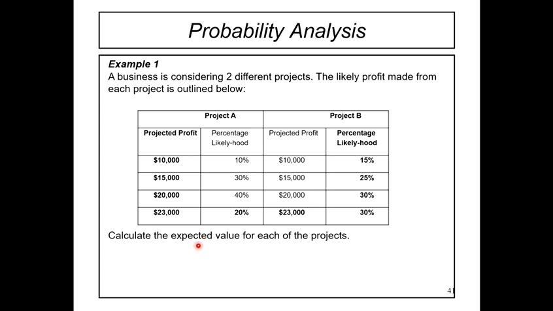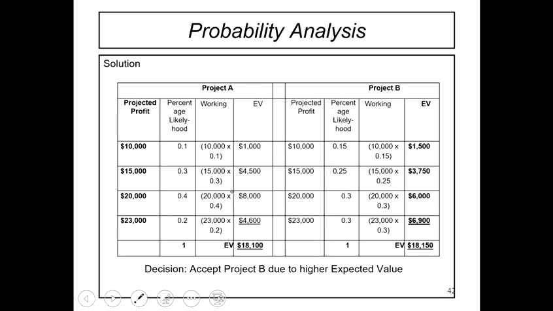Nak cari expected value, darab je 10,000 dengan 10%, 15,000 dengan 30%. Tengok ni, okay, this is the solution. Darab je dengan 10%, dan you akan dapat 1,000, 15,000 darab dengan 30%, you akan dapat 4,500. Okay, dah darab dengan probability, and then ni, this is your expected value, 18,100 untuk project A. You buat pula untuk project B, darabkan dengan dia punya profit dan juga dia punya percentage probability. So after you dah pun dapat untuk setiap projected profit tu, you totalkan semua you punya expected value, itulah expected value for the project B.